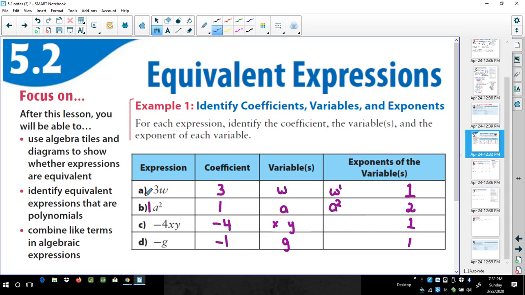So remember that we are looking for coefficients being multiplied to the variable, and looking to see if it is positive or negative.